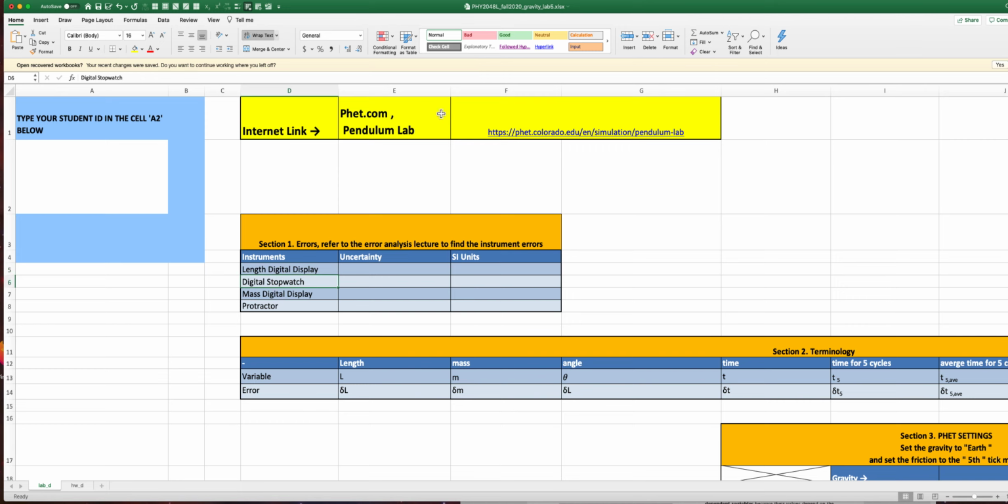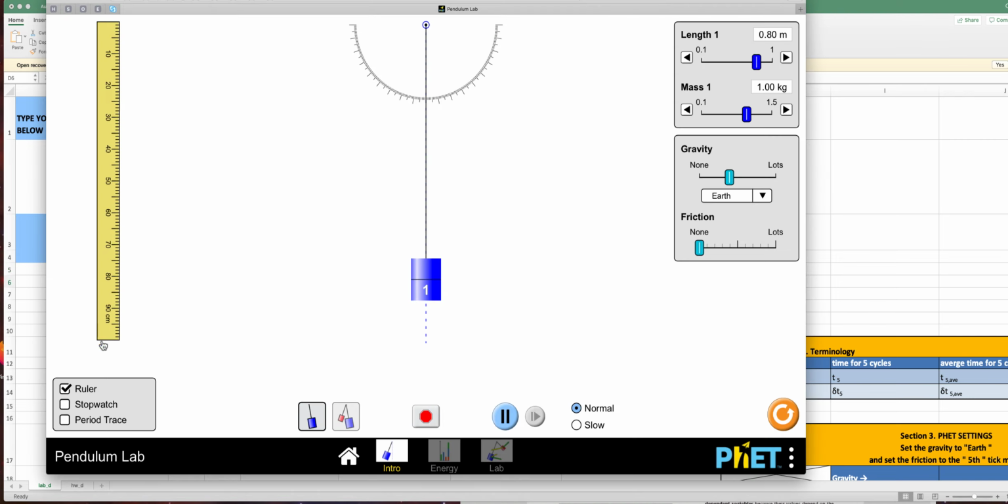Next, you have a stopwatch. So let's get the stopwatch. Just click over here, stopwatch, and you can just let it run and stop it. From there, you're going to calculate the error for that digital device. And remember here, the last digit is not fluctuating, so refer to the error analysis lecture in order to find the error for the stopwatch based on that.